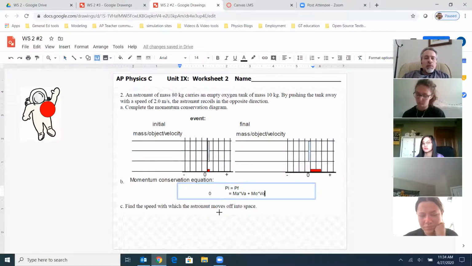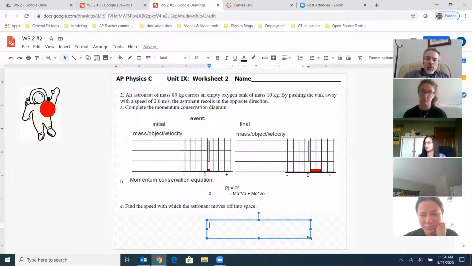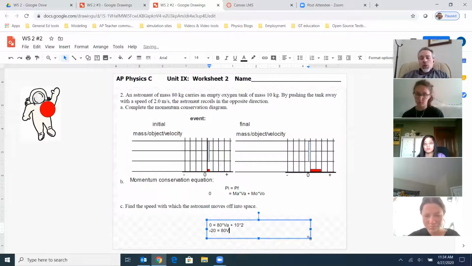And then I'm going to have 0 equals the mass of the astronaut, which is 80, times the velocity of the astronaut, which we don't know, plus the mass of the oxygen tank, which is 10, times the velocity of the oxygen tank, which is 2. Let's say to the right is positive, so it'd be positive 2. And so now I'm going to get negative 20 equals 80 v. And so now I can solve for the velocity, and I think you get negative 0.25 meters per second, which means 0.25 meters per second in the opposite direction.